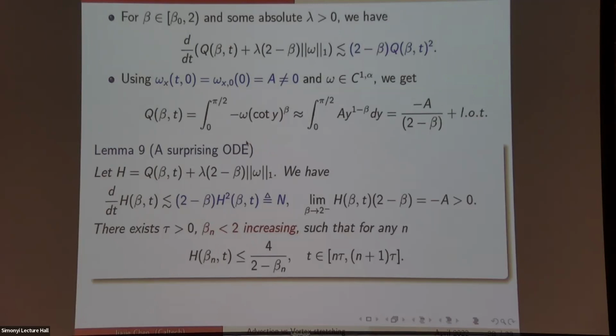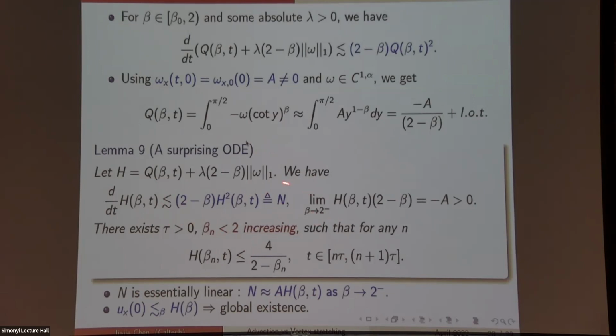But this should not be surprising, because if one takes the limit beta goes to 2, then we see that this term is essentially linear. So we expect that this energy, instead of being governed by some quadratic evolution, is essentially governed by some linear forcing term. So the energy can grow exponentially fast. That's why we can control this energy for all time. If it grows exponentially fast, then it is bounded.